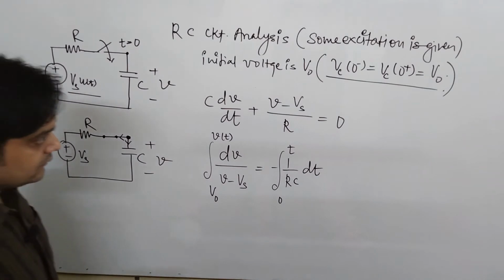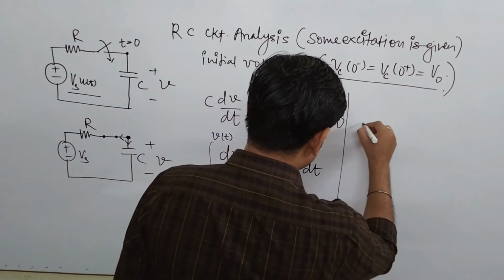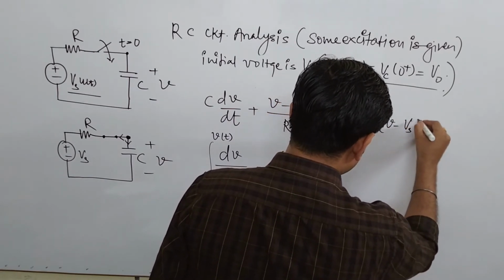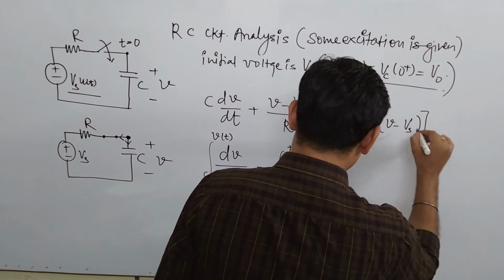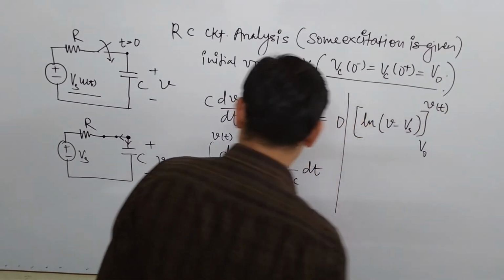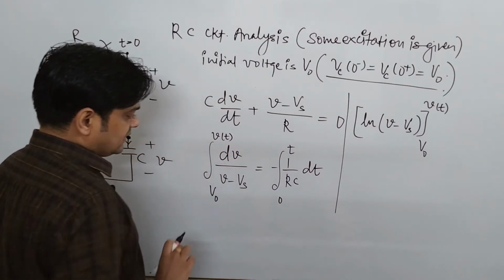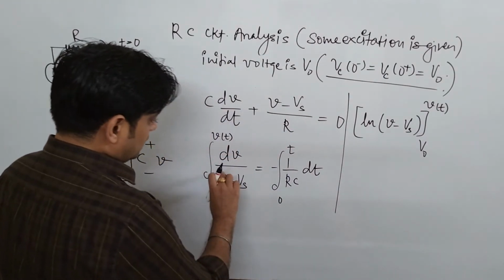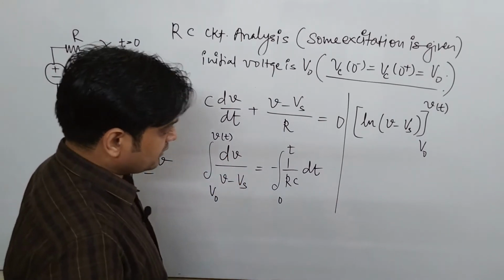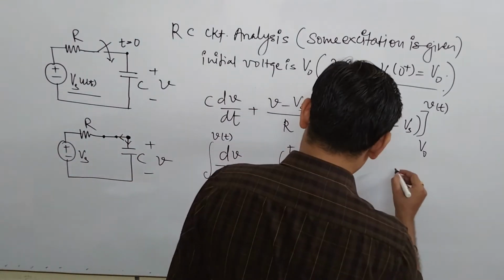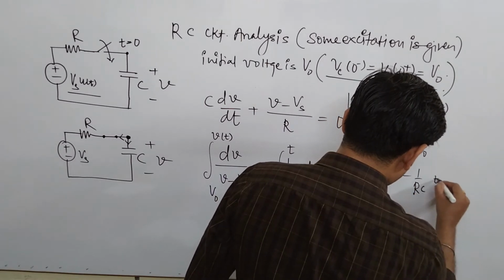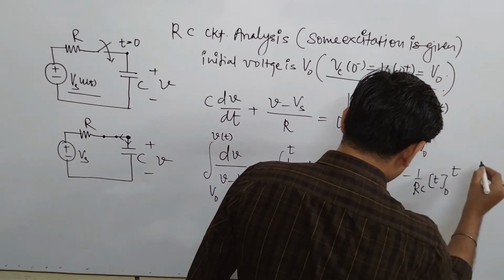Now if you integrate it, that comes to be ln of V minus Vs, with limit of V naught to Vt. See, this V is a function. Whatever the limit we put here is the limit which we are going to put here. So just consider here that it is equal to minus 1 upon Rc times t, with limit 0 to t.